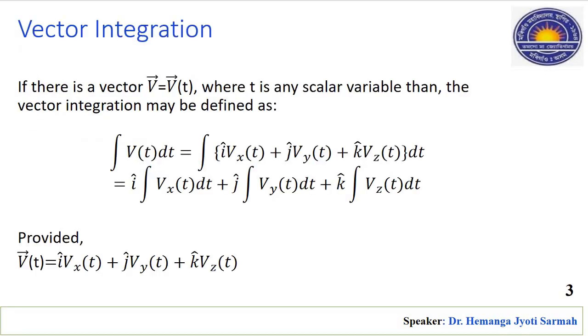Starting with vector integration, we are considering a vector v which is a function of t, where t is a scalar variable. Then the integration can be written as integration of v dt is equal to integration of i cap vx(t) plus j cap vy(t) plus k cap vz(t) dt. The integration can be separated out for all the three axes, like i cap integration vx dt plus j cap integration vy dt plus k cap integration vz dt.